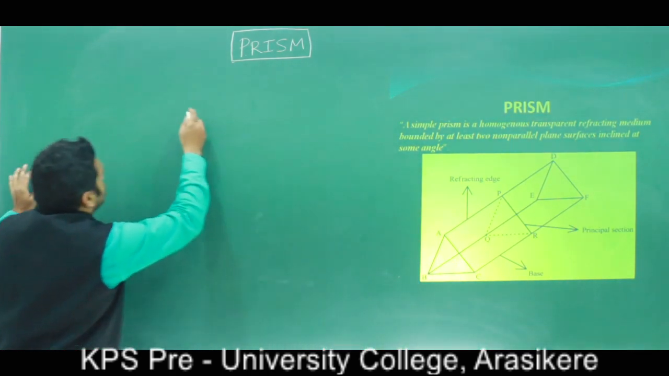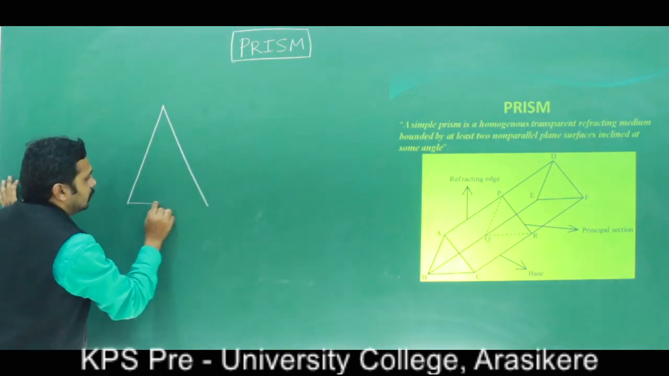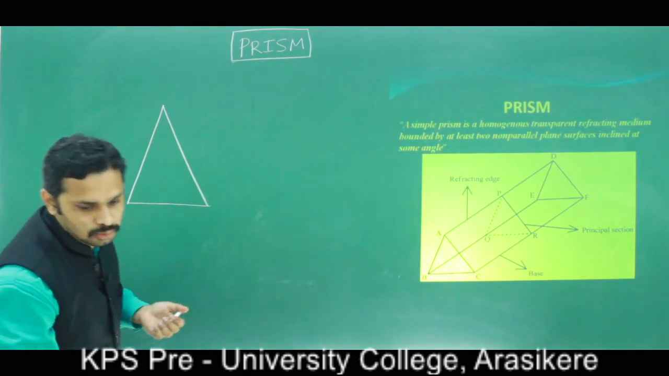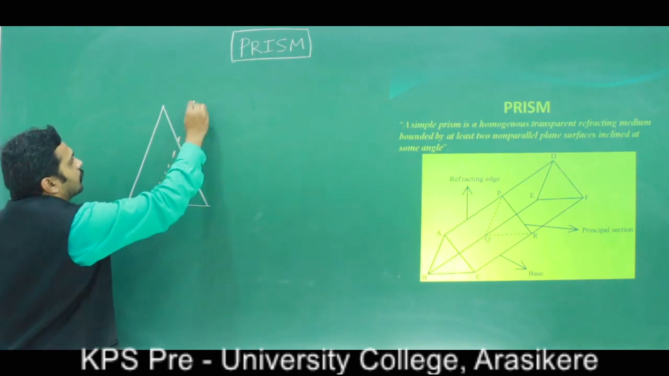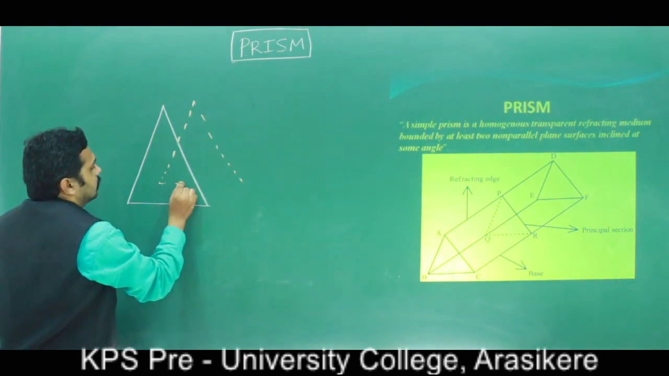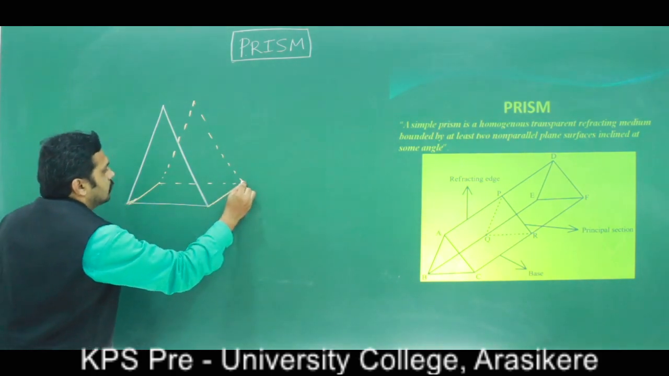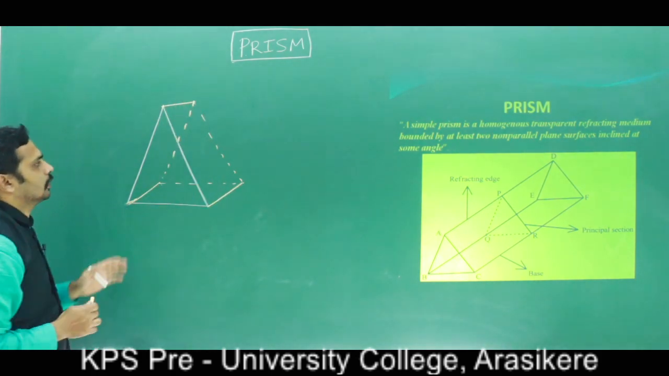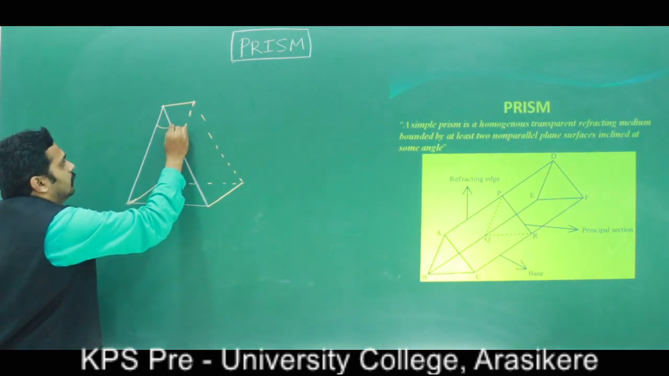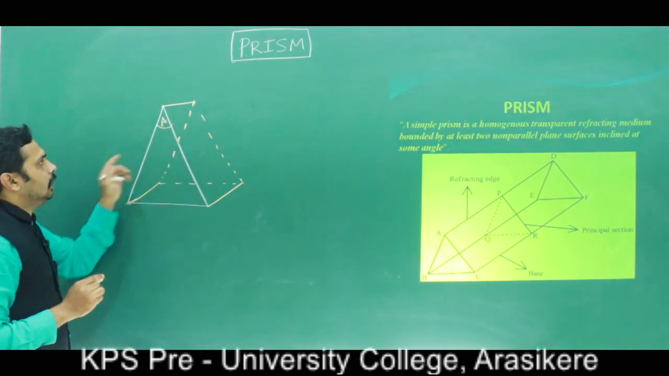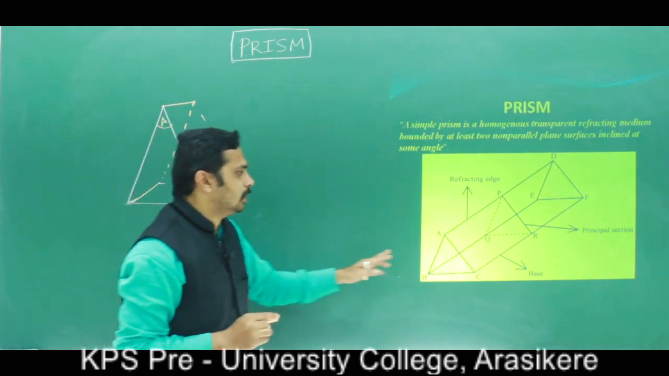Now, this is the prism. A prism consists of two triangular faces. This is the prism. Now look at here. This is A. What is A? The angle of the prism. For every prism, there is an angle.